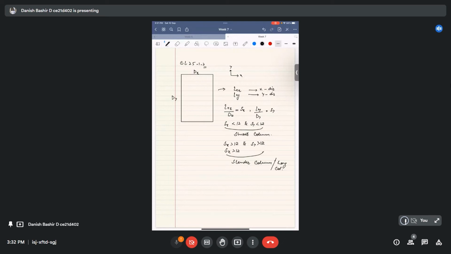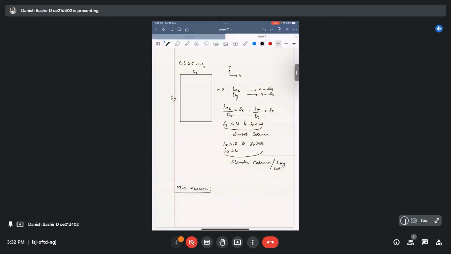Another concept here is minimum eccentricity. The code says that while designing the column, we have to check for the minimum eccentricity.